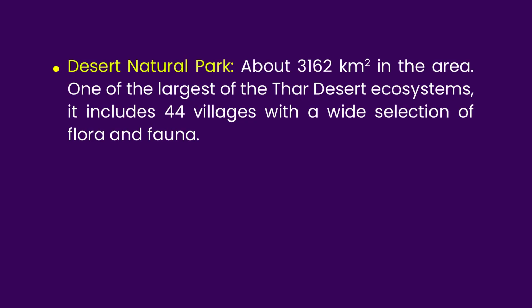About 23 species of lizards and 25 species of snakes are endemic to the region. There are several protected areas located in the Thar Desert. Some of them are as follows. First one, Desert National Park. About 3,162 square kilometers in area, it is one of the largest of the Thar Desert ecosystem, and it includes 44 villages with a wide selection of flora and fauna.